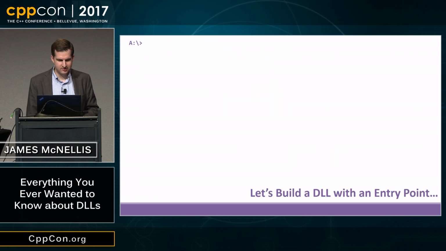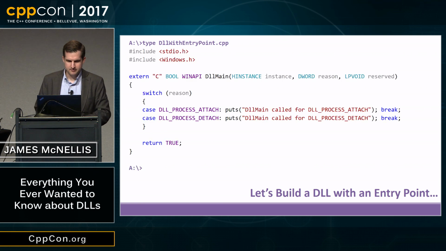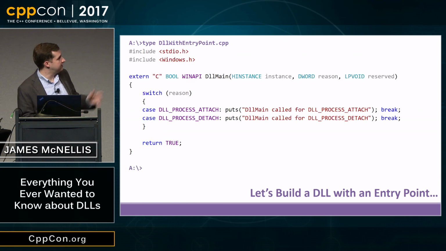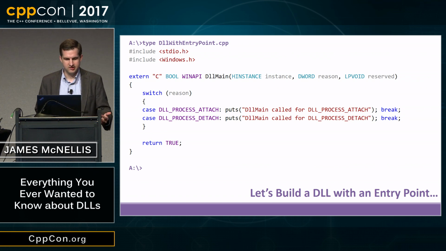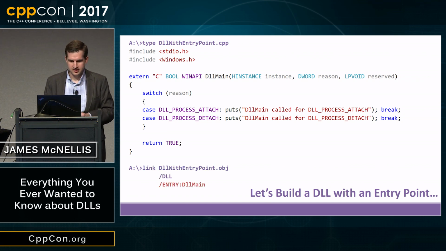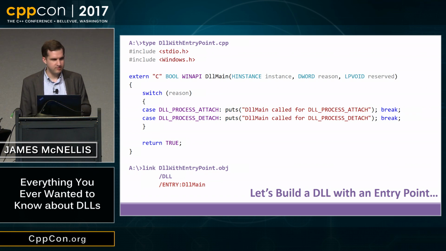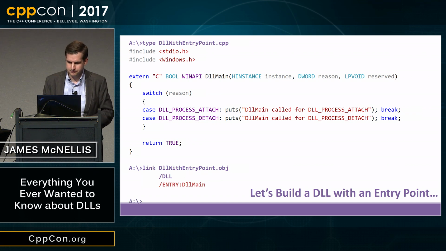So let's build a little DLL with an entry point. Here I have just a simple DLL main function that just prints out a message when it gets called for process attach or process detach and then returns true. And so when we compile that, instead of passing no entry, we pass /entry with the entry point that we want the loader to call.